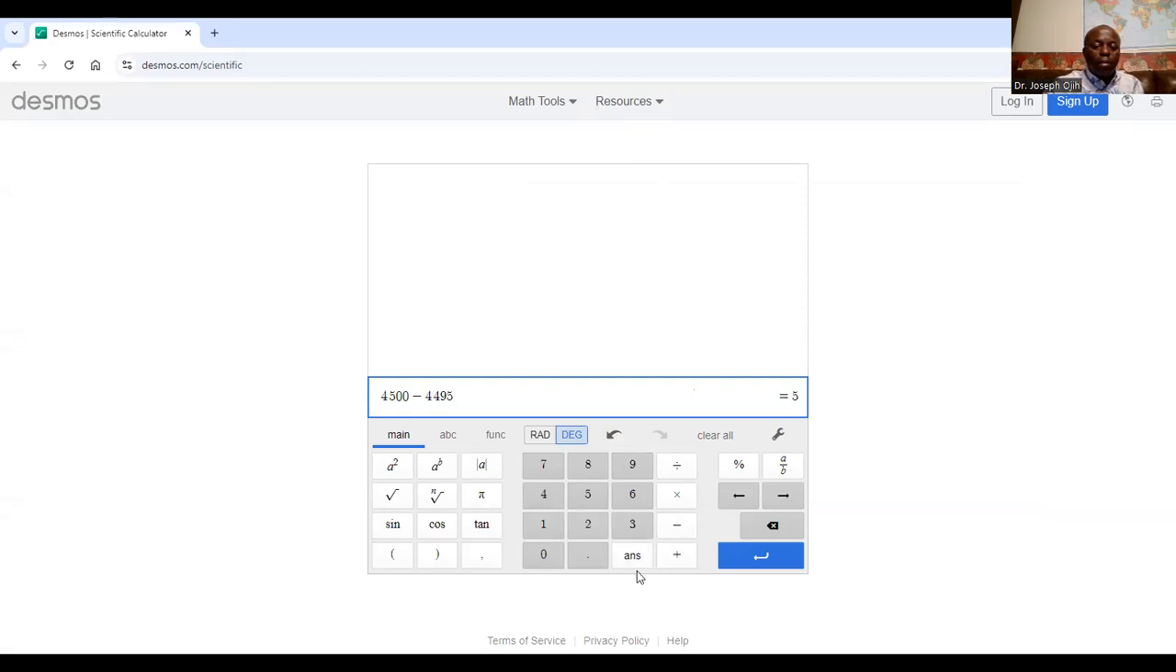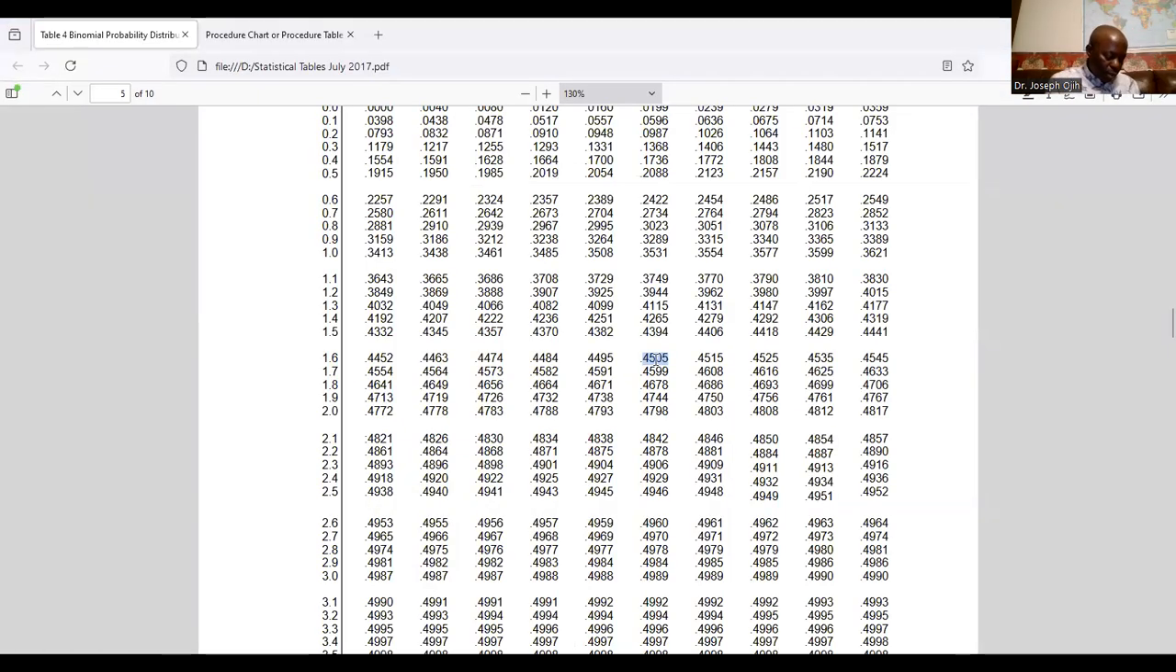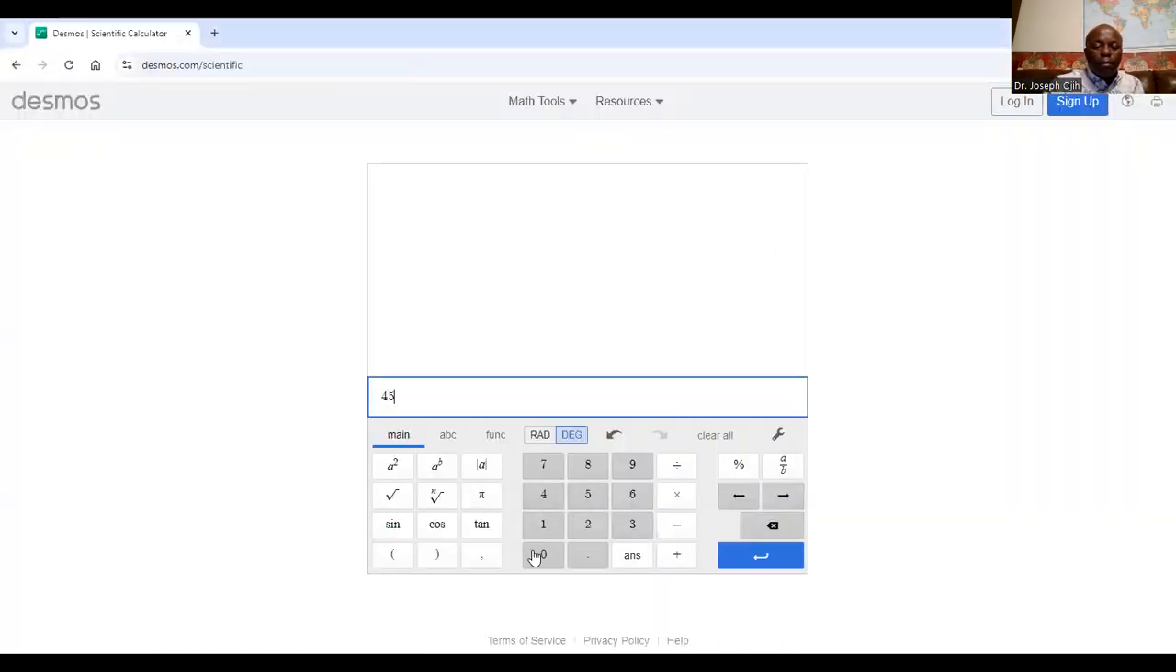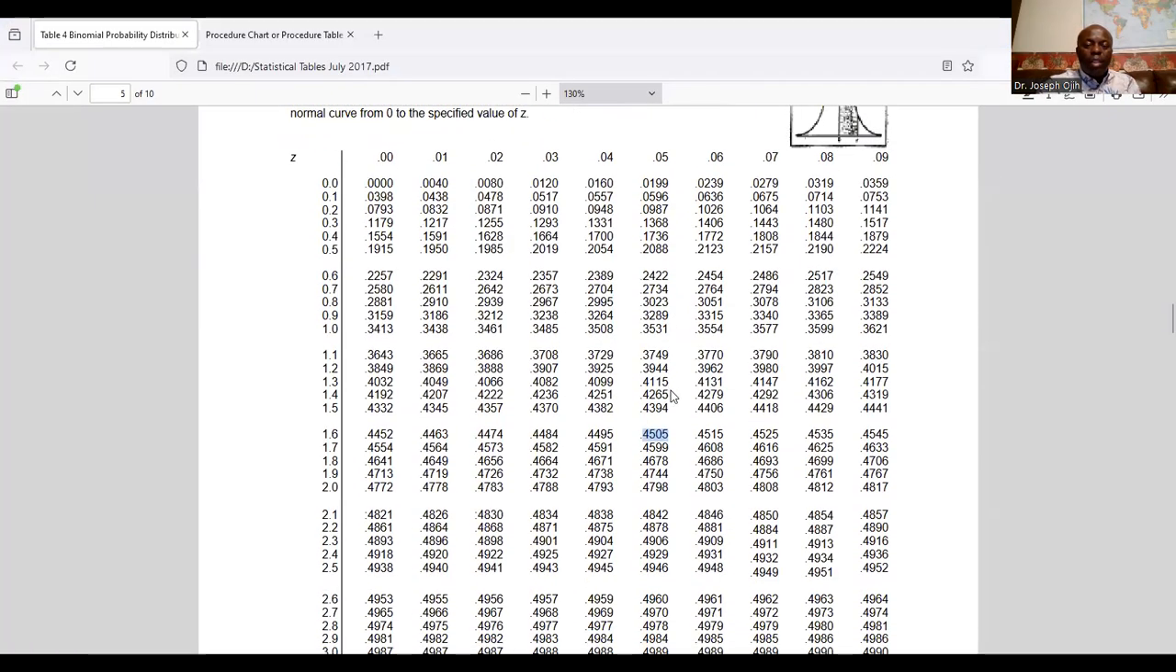Now let's try the other number, 4505. 4505 minus 4500 is still 5 points. So the two of them are equally close, both 5 points away. When this happens, choose the bigger one, which is 4505.